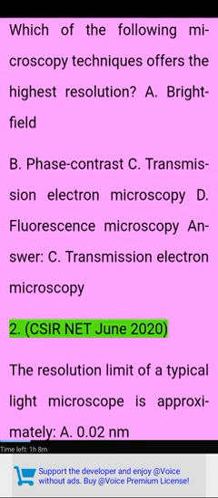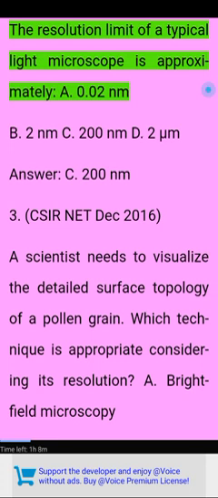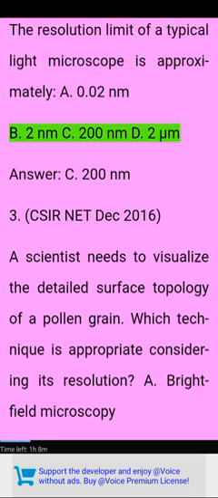2. CSIR NET June 2020. The resolution limit of a typical light microscope is approximately A. 0.02 nanometers, B. 2 nanometers, C. 200 nanometers, D. 2 micrometers. Answer, C, 200 nanometers.